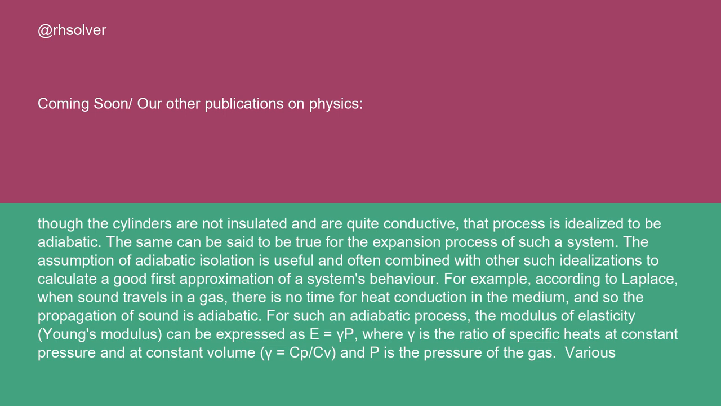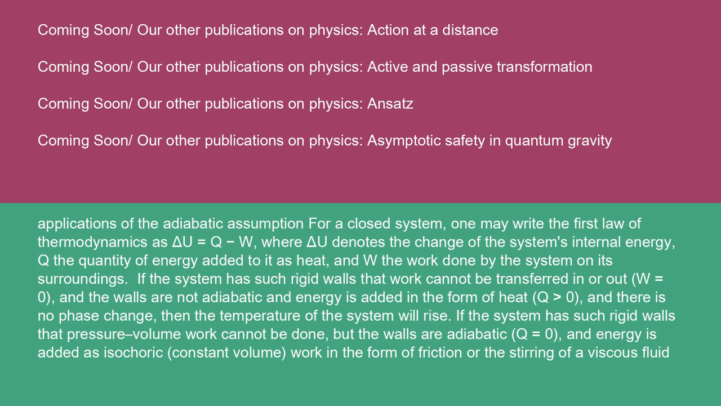Various applications of the adiabatic assumption for a closed system. One may write the first law of thermodynamics as delta U equals Q minus W, where delta U denotes the change of the system's internal energy, Q the quantity of energy added to it as heat, and W the work done by the system on its surroundings. If the system has such rigid walls that work cannot be transferred in or out, W equals zero, and the walls are not adiabatic and energy is added in the form of heat, Q greater than zero, and there is no phase change, then the temperature of the system will rise.